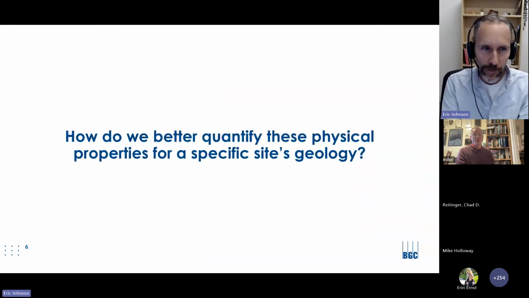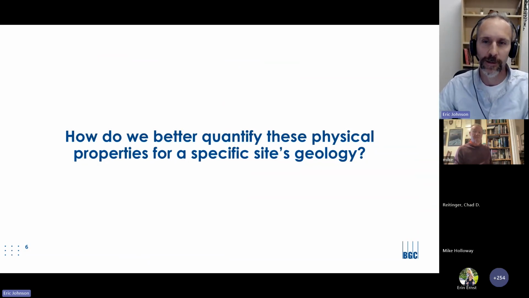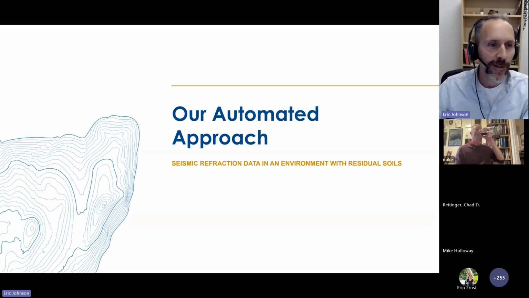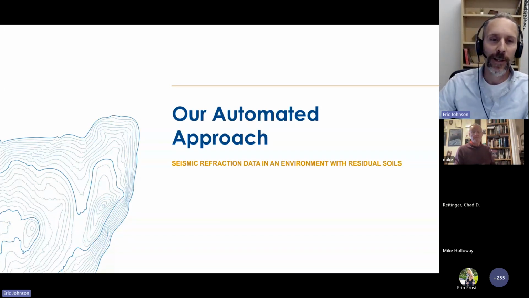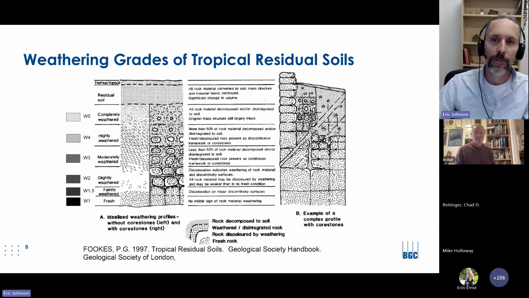So how do we better quantify these physical properties for a specific site's geology? I mentioned the typical traditional approach, but there must be a better way, like this way. So I'll go over our automated approach with an example of seismic data in an environment with residual soils. Now, these residual soils typically occur in tropical environments where you get intense rainfalls and bedrock weathers in place. Under the Fuchs classification system, W1 is unweathered rock, and you find more and more weathered rock as you decrease depth. And W5 is completely weathered rock.